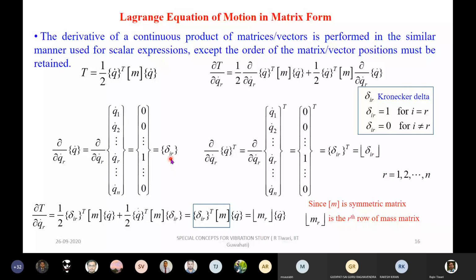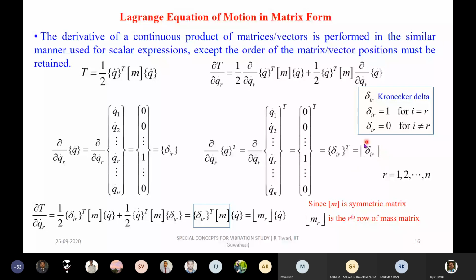Similarly, if we take the differentiation of the transpose of this, it is exactly the same, because it is a transpose, and we carry this forward. If I want to remove the transpose, I need to represent it by delta with the opposite sign, that is a row vector.